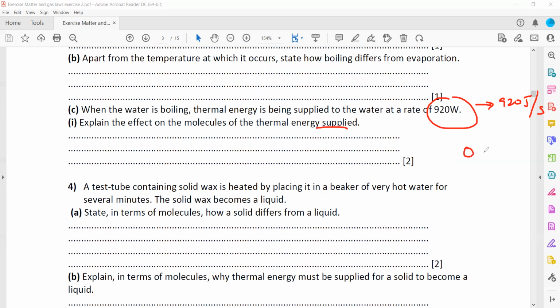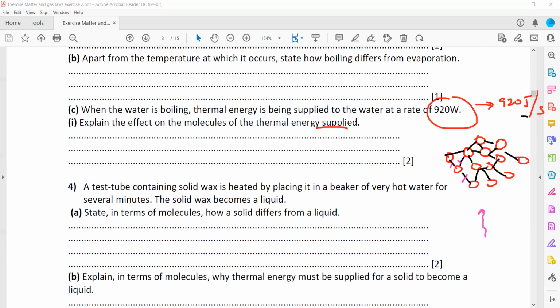Look, when we are changing the state, there are intermolecular forces, or forces of attraction, between the molecules. So when we are changing the state, this force of attraction breaks down. When we are supplying 920 joules every second, what happens to this energy? The energy we are supplying is used to break the intermolecular forces between the molecules.